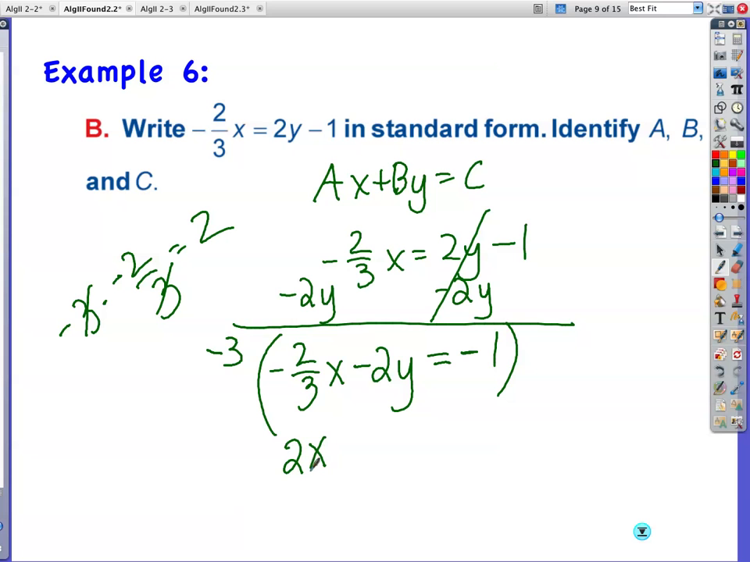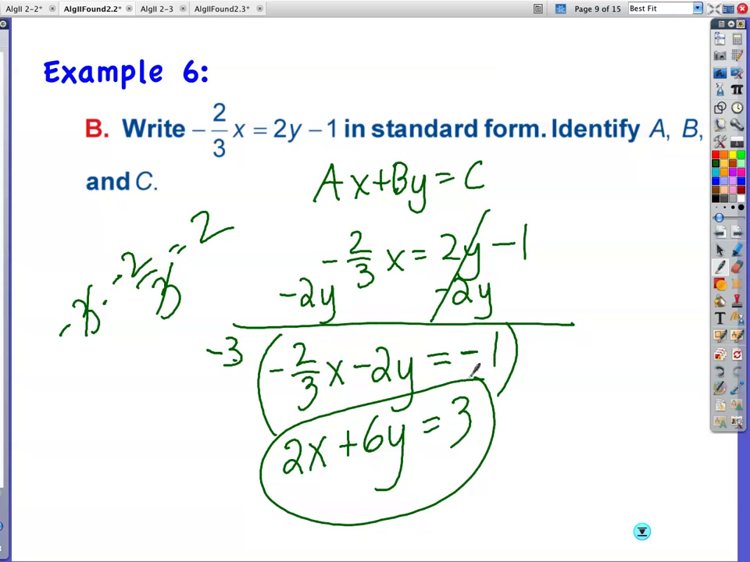All right, enough explanation on that. 2x, negative 3 times negative 2 is 6, so you have to multiply the whole thing. Negative 3 times negative 1 is plain old 3. This is standard form. Your A value is 2, your B value is 6, your C value is 3.